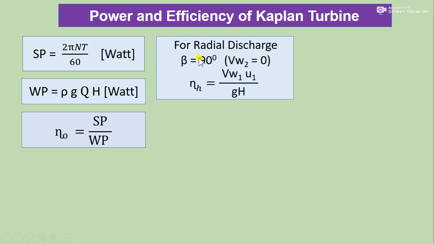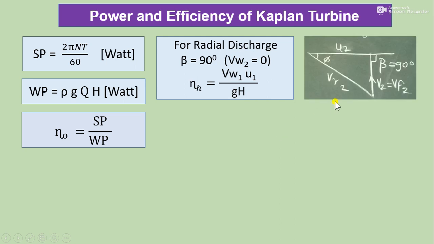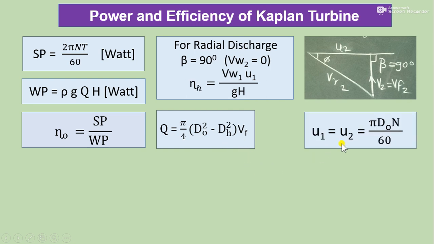In case of Kaplan turbine, the discharge is taken as axial, that is radial. So beta is 90 degree and Vw2 is 0. So hydraulic efficiency is equal to Vw1 U1 upon gH. Discharge in Kaplan turbine is equal to pi by 4 into Do square minus Db square into Vf. Blade velocity at inlet and outlet of the runner is pi DN by 60.